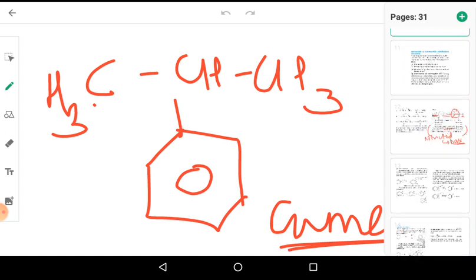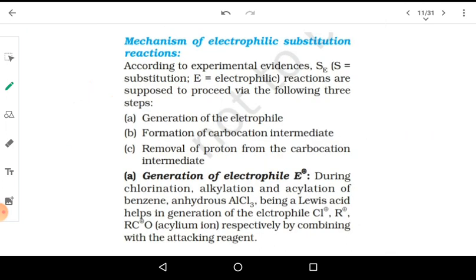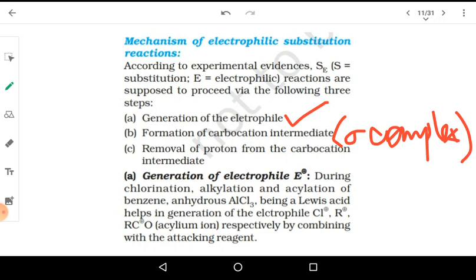Now, let us move on to the next topic, that is the mechanism of electrophilic substitution reaction. Now, from the entrance exam point of view, mechanism is not much important, but still we should have a general idea about this mechanism. According to experimental evidences, the SE, or substitution electrophilic reactions, follow a three-step mechanism. Step number one is generation of an electrophile, and once the electrophile is generated, there is a carbocation intermediate formation, and this carbocation intermediate is called a sigma complex. This is important.